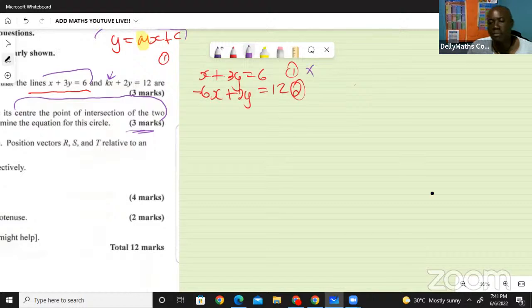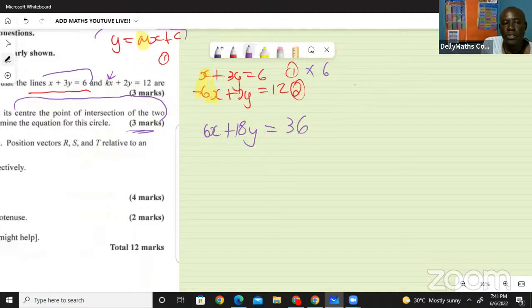Remember, there are many ways to solve this. I don't want you to think that you have to do it this way. I could solve this about 3-4 ways, but I'm just going to take it this way. I see that if I multiply equation 1 by 6, I get a 6 to eliminate this. So I'm multiplying the top equation by 6. 6 times x gives me 6x, 6 times 3y gives me 18y, and 6 times 6 gives me 36. And then I write back the second equation: negative 6x plus 2y equal to 12.